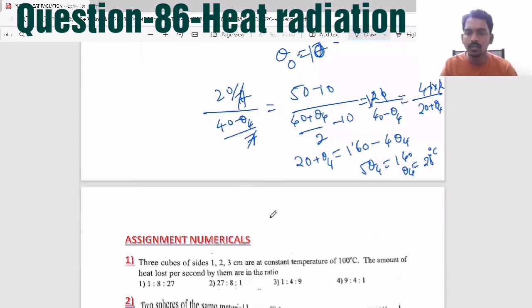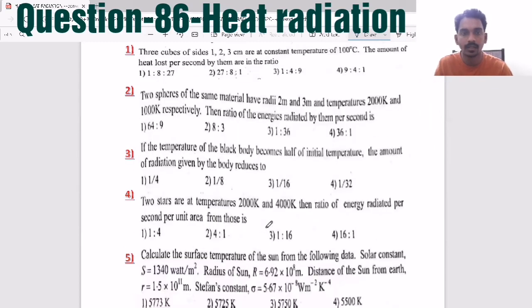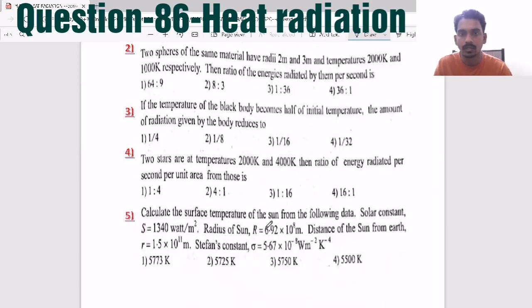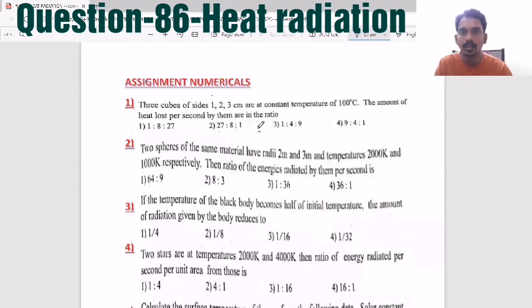That is the answer. So this way, based on those things only, they can ask the question. So this is how you can solve the questions based on Stefan's law, Wien's law and Newton's law of cooling. One of the important topics, every time they used to give one question based on any of these three laws. Similar questions I have given as an assignment. So just try to understand and try to solve it. So thank you all. We'll continue in the coming session with the next question.